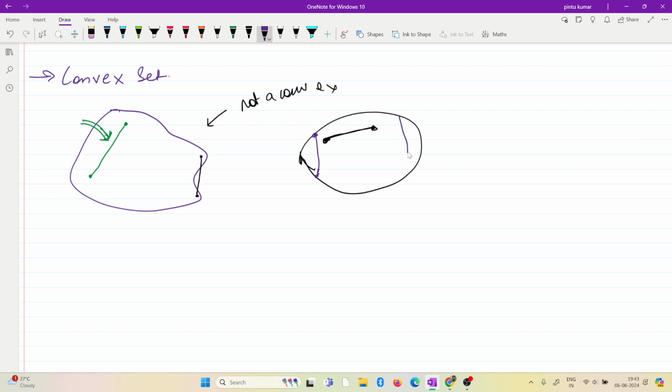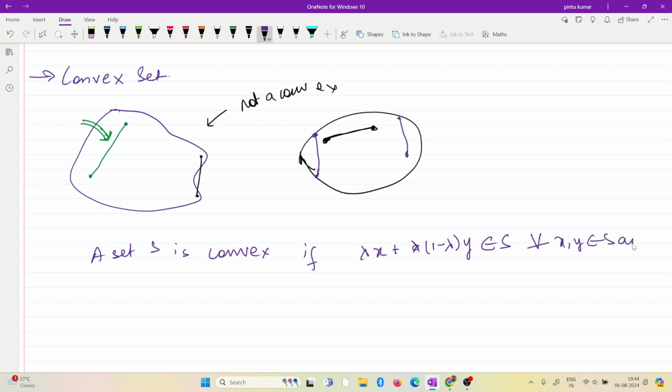You can see that you take any 2 points within this ellipse kind of structure and the line would be within that set. This is the definition of a convex set. Mathematically, you can write: a set S is convex if lambda times x plus (1 minus lambda) times y belongs to S for all x, y belonging to S and lambda belonging to [0, 1].